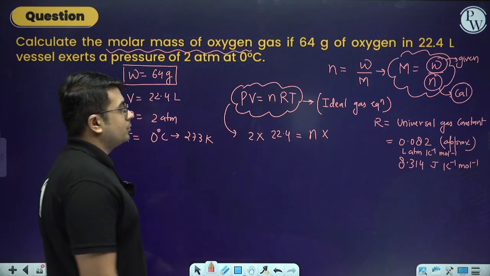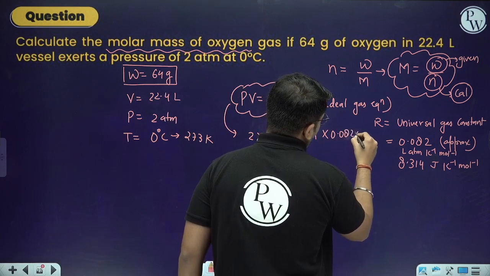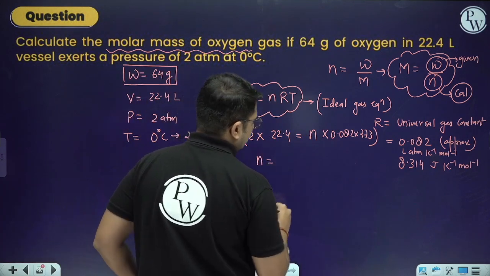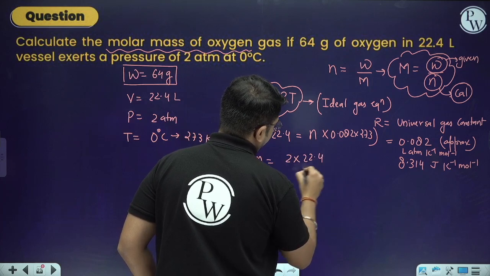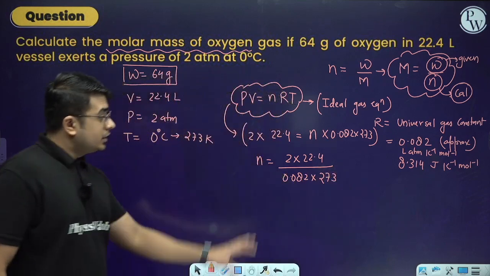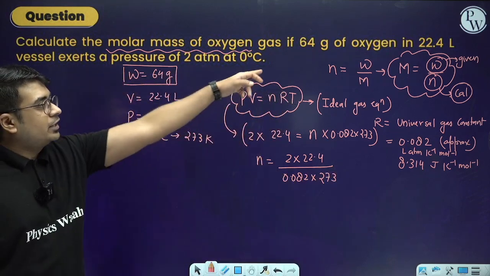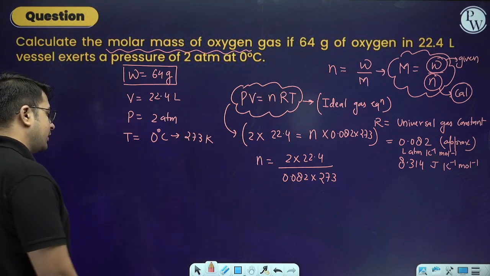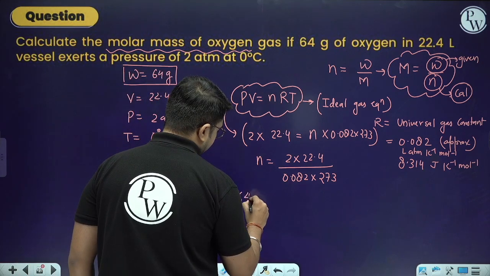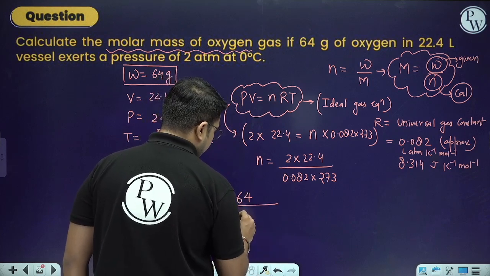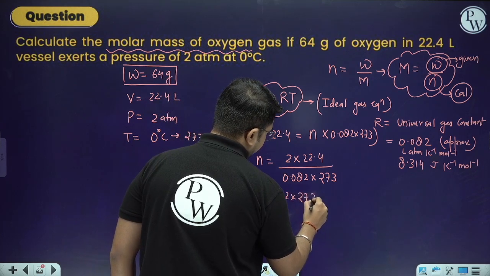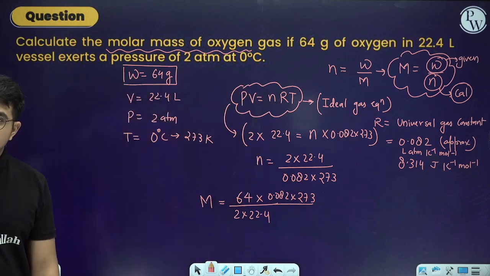Okay, now the thing is, we can put the value, which is 0.082 multiplied by 273, because temperature is also known. So, you can say from that particular part, n will be equal to 2 multiplied by 22.4 divided by 0.082 multiplied by 273. Now, you have number of moles, you have a given weight. Can you calculate molar mass in this particular case? Yes, it's very easy. So, we can say that molar mass will be equal to given weight, which is 64 gram already given to us, divided by number of moles, which is 2 multiplied by 22.4 divided by 0.082 multiplied by 273. So, you just have to solve this entire part and let me know the final answer in this case.